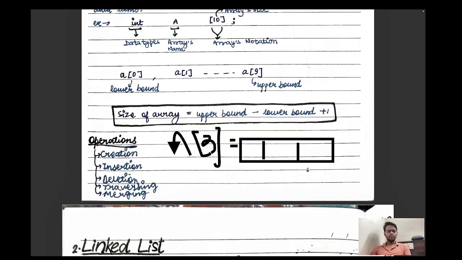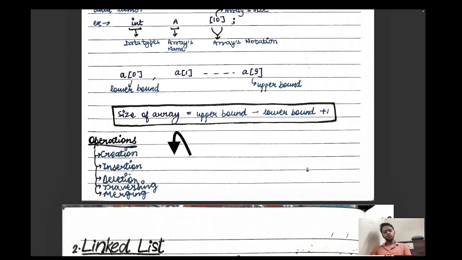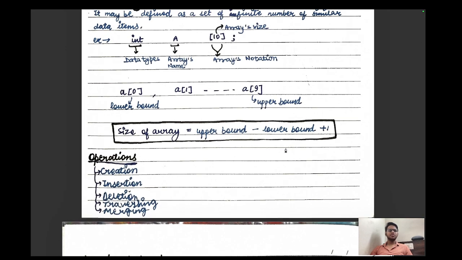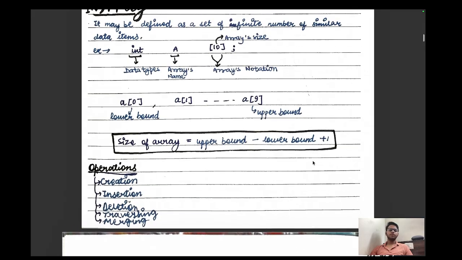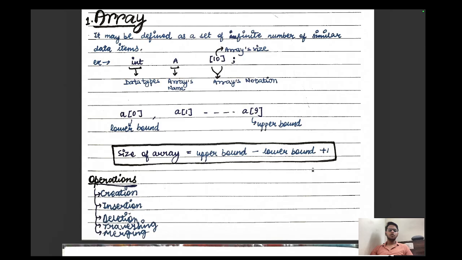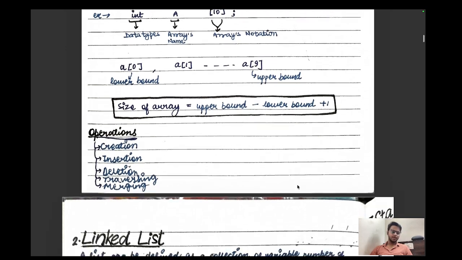Down here you can see in my notes that to calculate the size of the array, you can use this formula: upper bound minus lower bound plus 1. So basically that is a very usual mathematical formula. For example, if you have an array of size, let's suppose 8, then the indexing goes from 0 to 7, and in total you have 8 elements in that array.